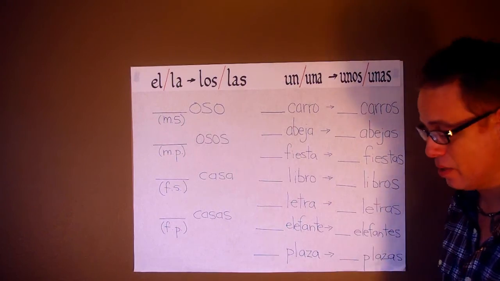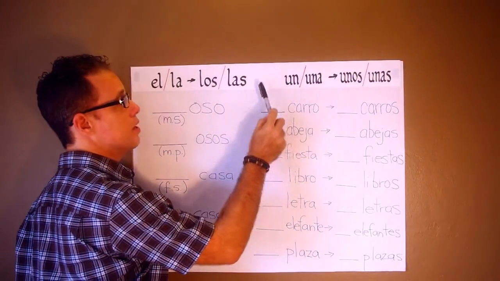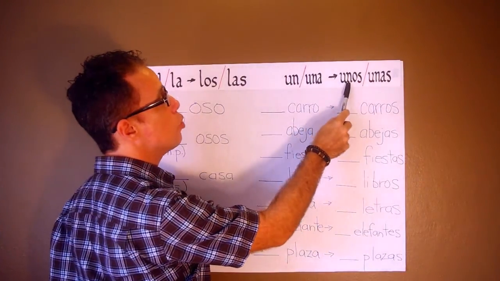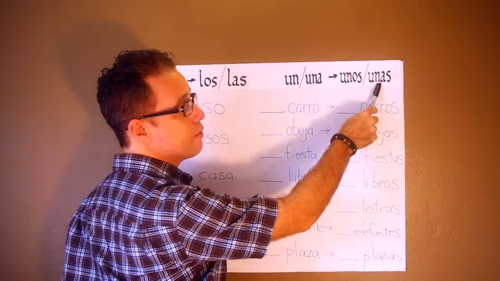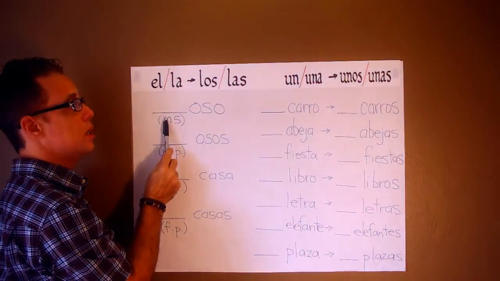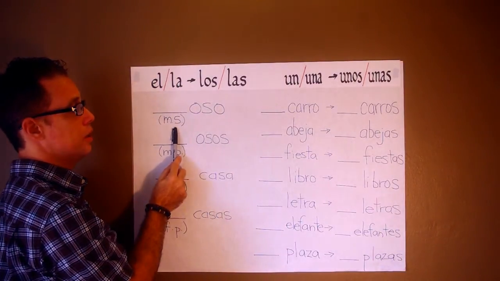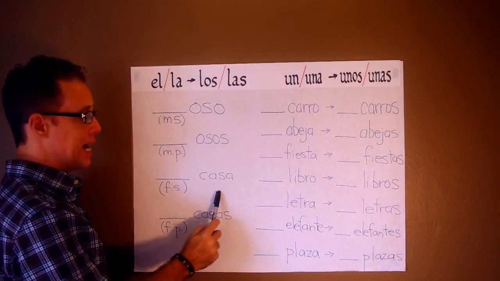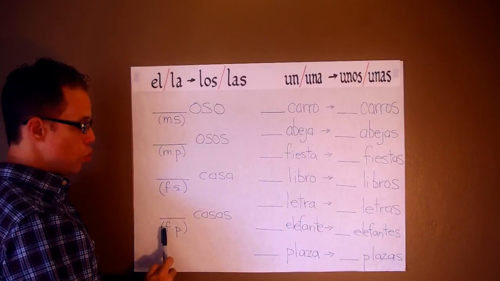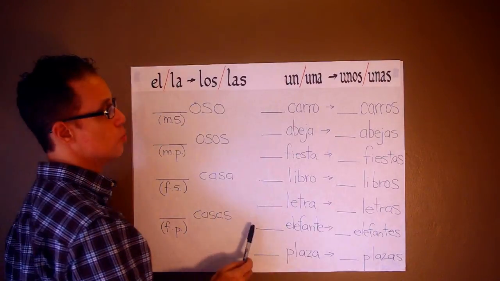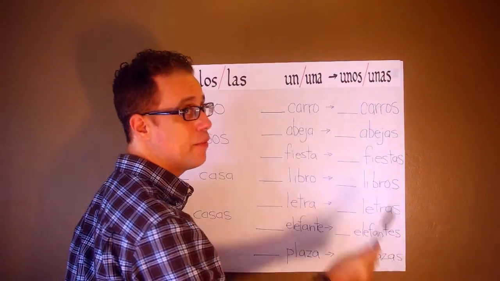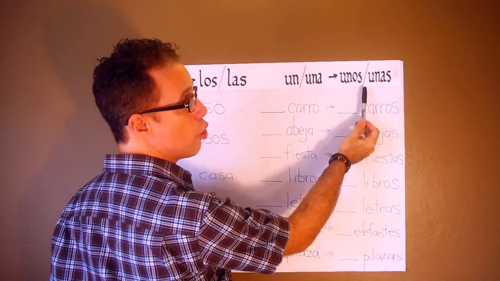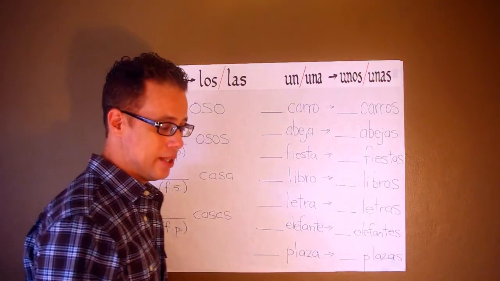Okay, so let's go now to the indefinite article. Un, masculine singular. Una, feminine singular. Unos, masculine plural. Unas, feminine plural. Here it would be un oso, masculine singular. Unos osos, masculine plural. Una casa, feminine singular. Unas casas, feminine plural. So copy this again and stop the video, fill in the blanks with these, un, una, unos, or unas, and then we see the answers.